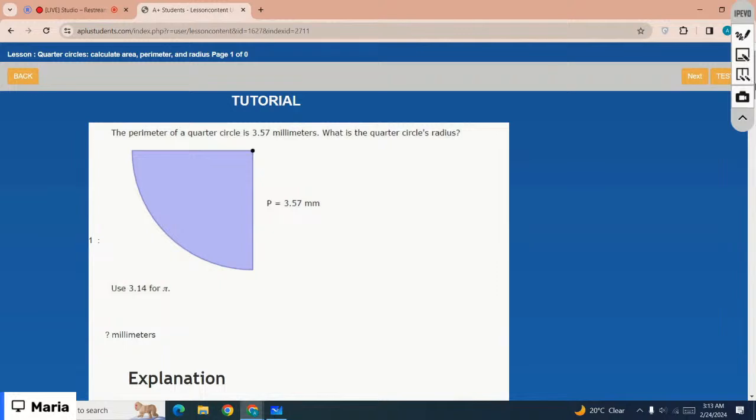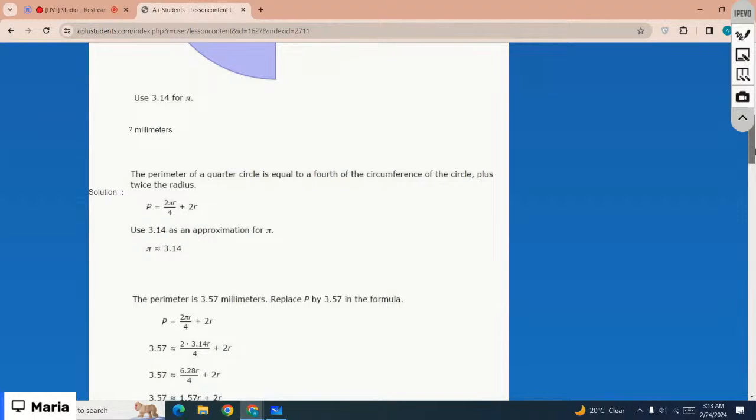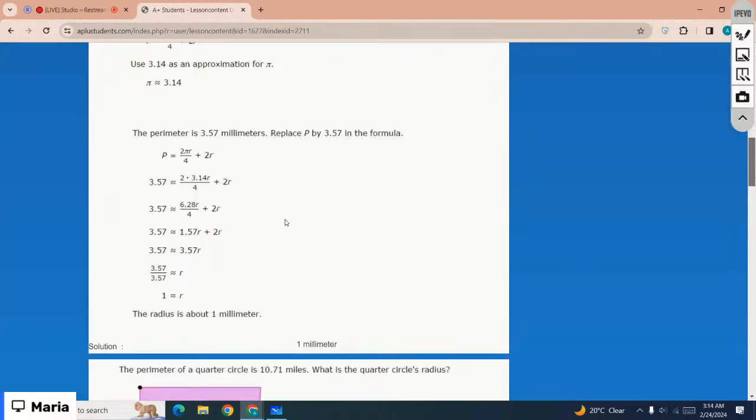So you know that the quarter circle's parameter is a fourth of the circumference of the circle plus twice the radius. So that is 2 pi r over 4 plus 2r. Simply replace the value, that is 2 times 3.14 r over 4 plus 2r, right? Do the calculations, that is r equals 1 millimeter, right?